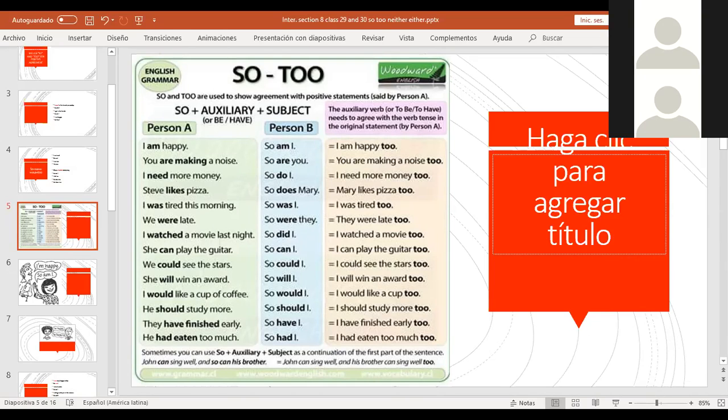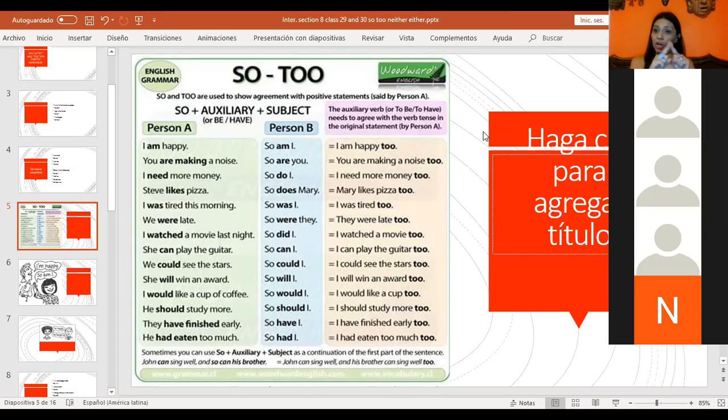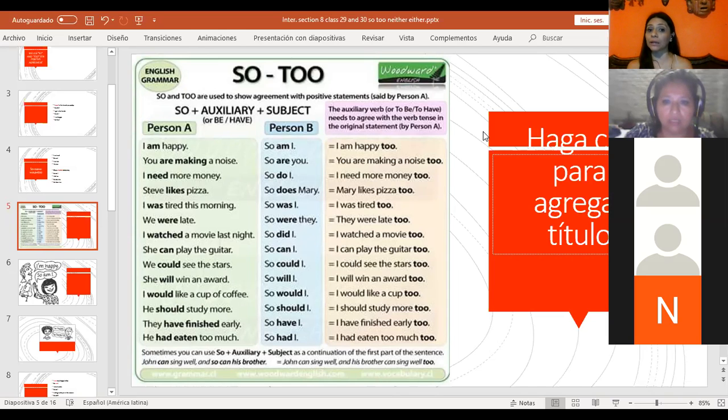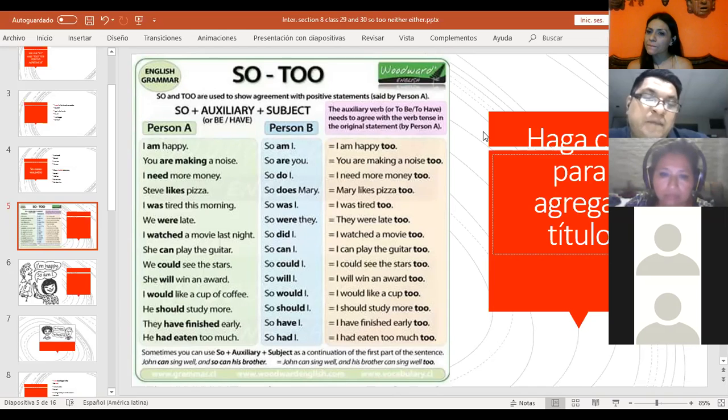So when you use too, you may make it longer or you may make it short. You can say, I am happy too, or you say, I am too. You're making a noise too. You are too. I need more money too. I do too. In this case, it's the same sentence with too at the end. That's the only difference.